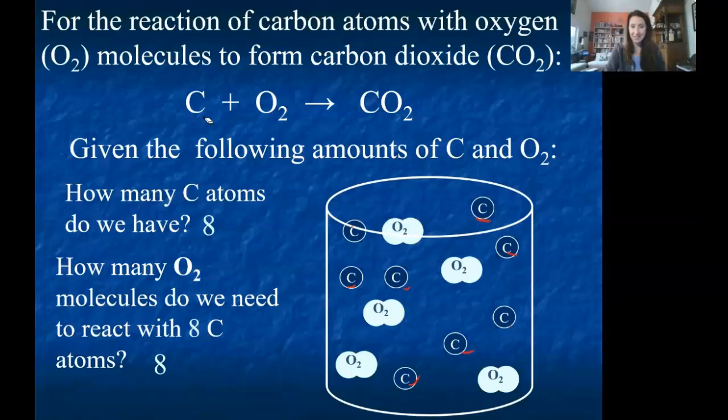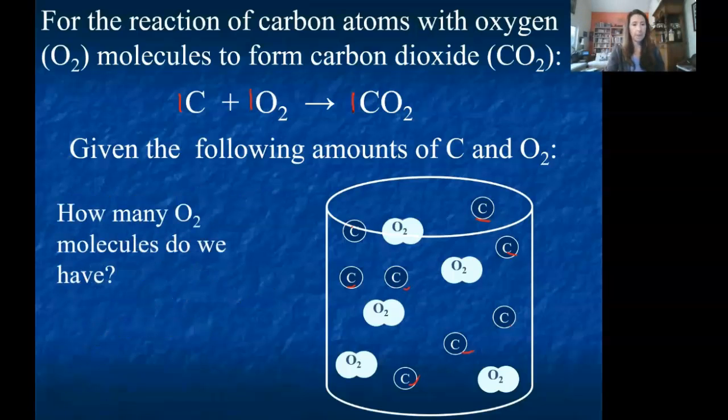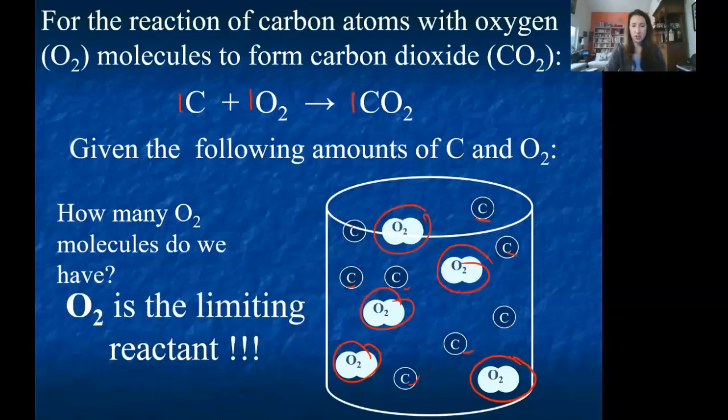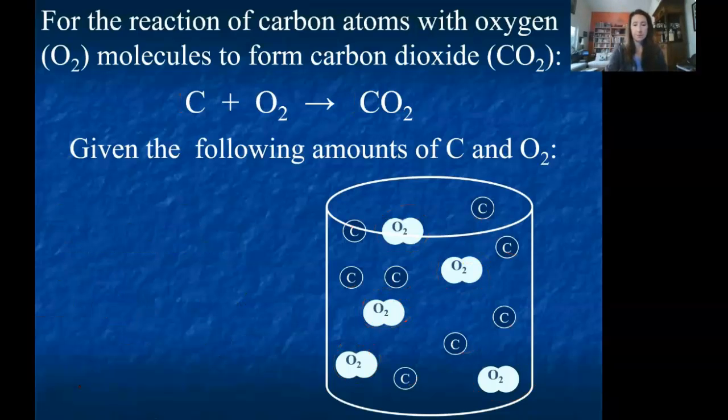We would need 8, right? Because 1 carbon plus 1 O2 makes 1 CO2. So therefore, if we have 8 carbons, we would need 8 oxygens to make 8 CO2s. But we only have 1, 2, 3, 4, 5 oxygens. So we're going to run out of oxygen before we're going to run out of carbon.